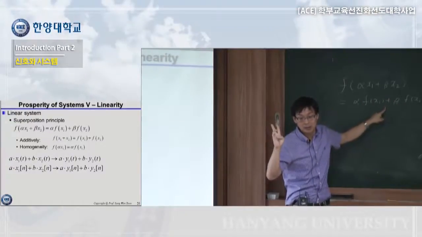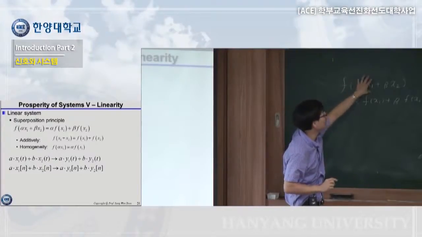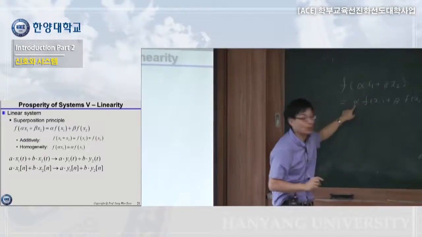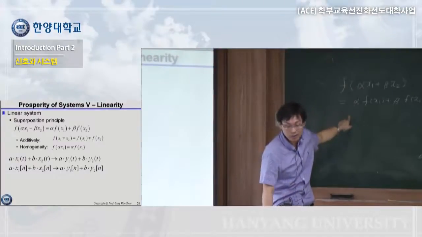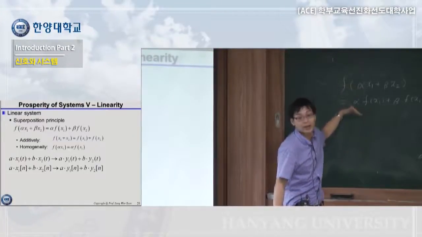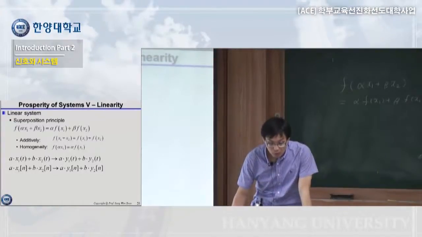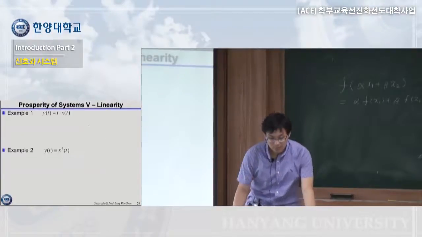The second property is homogeneity, meaning that a multiplication of the input can come out from the system as a multiplication of the output. That's homogeneity. If they meet both of them, this is called the superposition principle. So let's have an example.